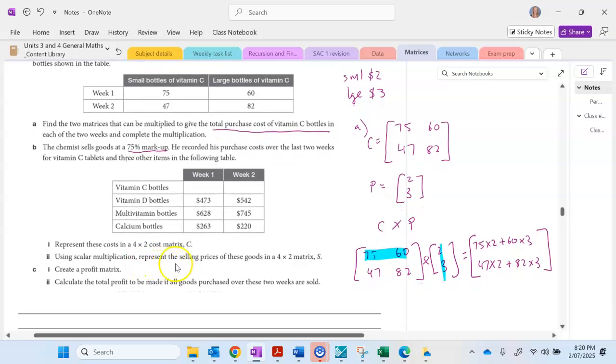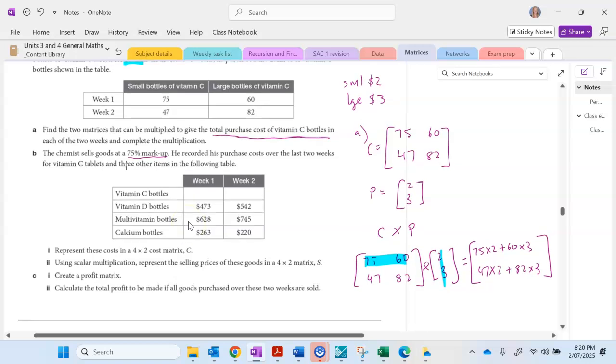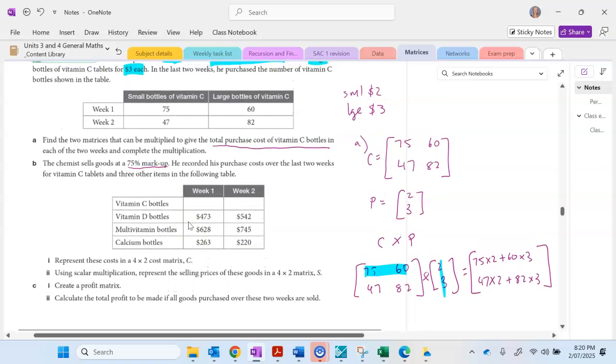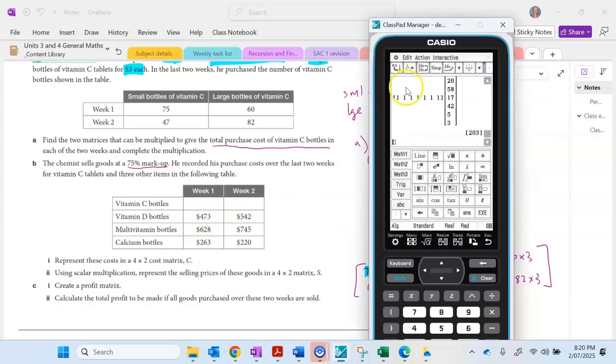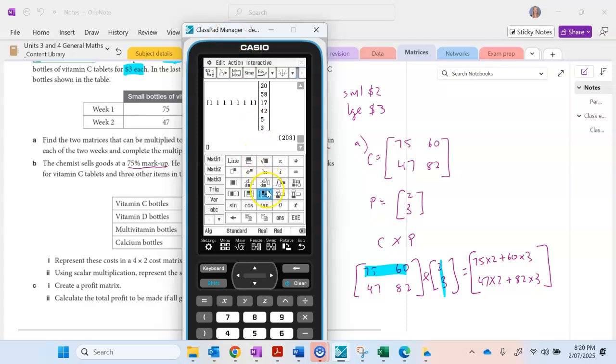Using scalar multiplication, represent the selling price of these goods in a 4x2 matrix S. Right, represent the selling prices. Just need to work out what it's actually asking us. The purchase costs. Okay. So all right, so we need to actually work out this answer to put it in here. So let's do that. All right, so 75, 60, and then 2, 3. Oh, not 2, 3, sorry.